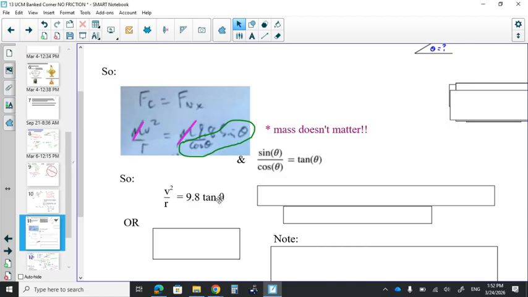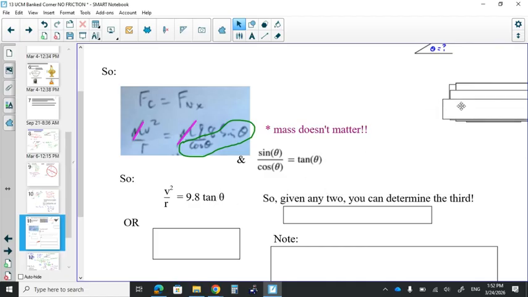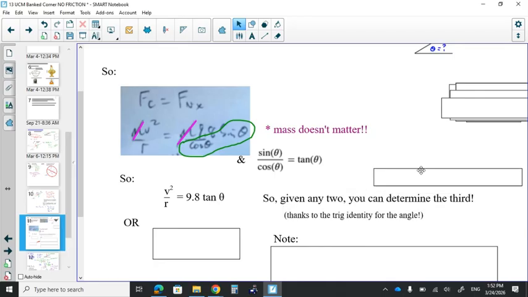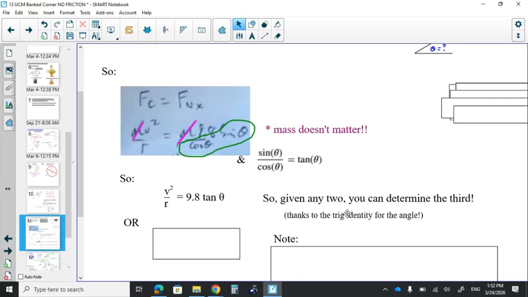On Earth, it's 9.8. So in this equation, obviously, if we had any two values, we could determine the third. And especially, thanks to that trig identity, it's easy to solve for theta. You just do tan inverse. It would be a little tricky, of course, if we didn't have the trig identity. So you hopefully have seen trigonometric identities in math class. Here's a case where the physics of the situation requires that level of math ability. So you can actually solve for the angle.